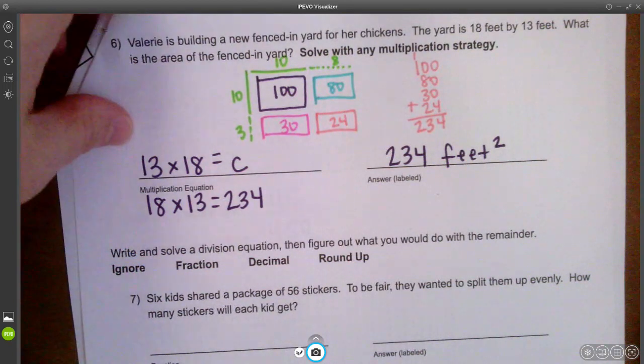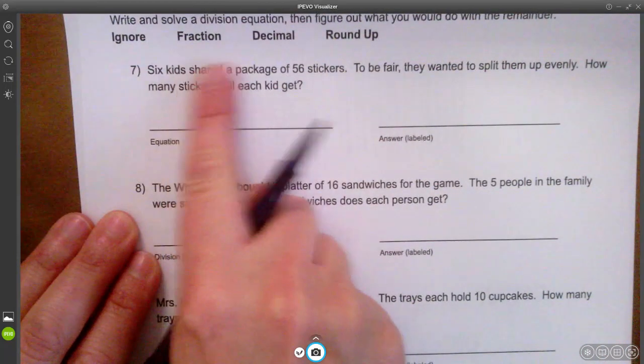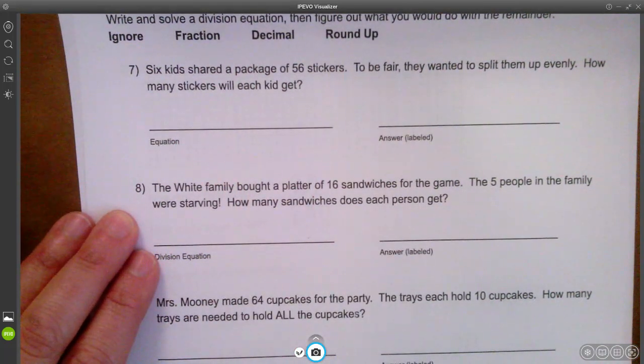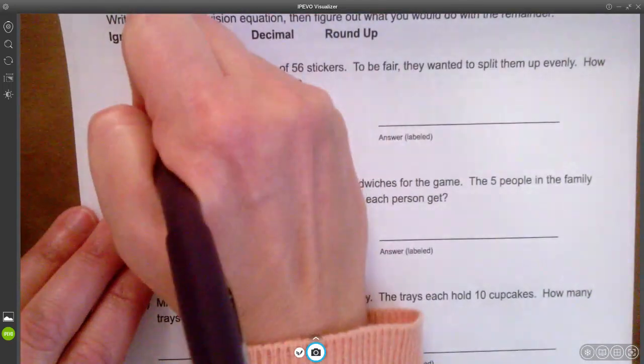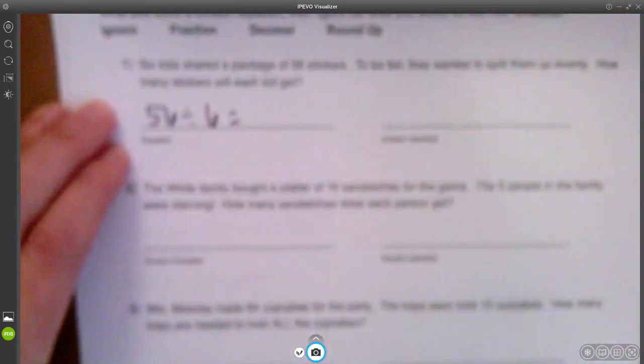All right, moving on. The last 4 are division problems, and we're going to do one of these 4 things with the remainder. All right, 6 kids share a package of 56 stickers. To be fair, they wanted to split them up evenly. All right, so we've got 56 stickers. Start with the bigger number. Divided between 6 kids.